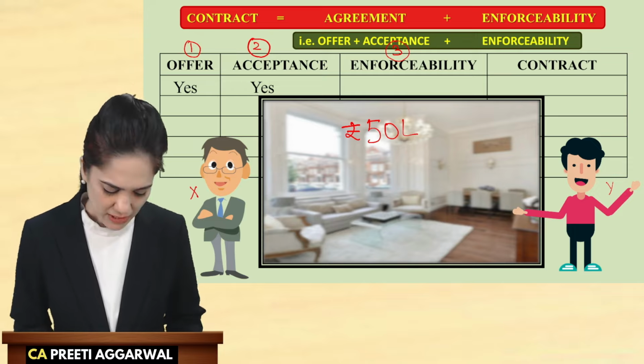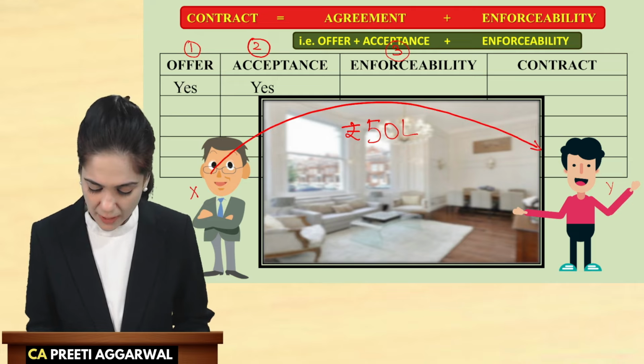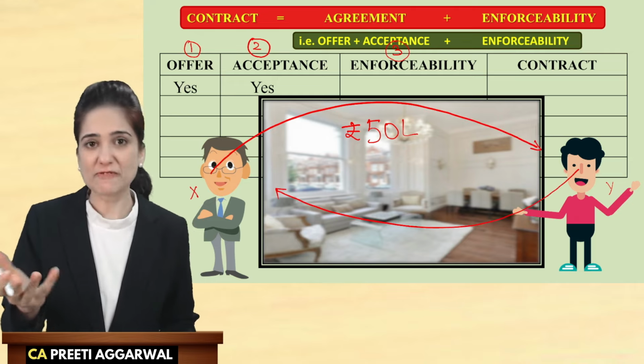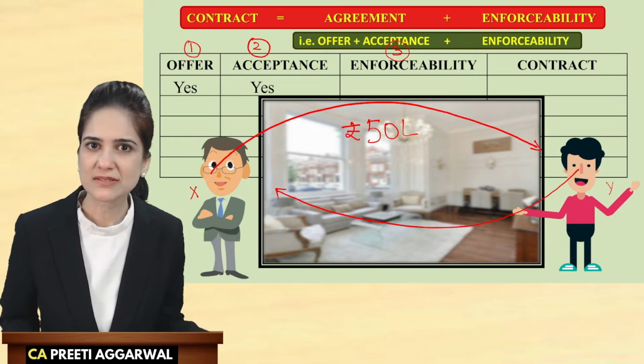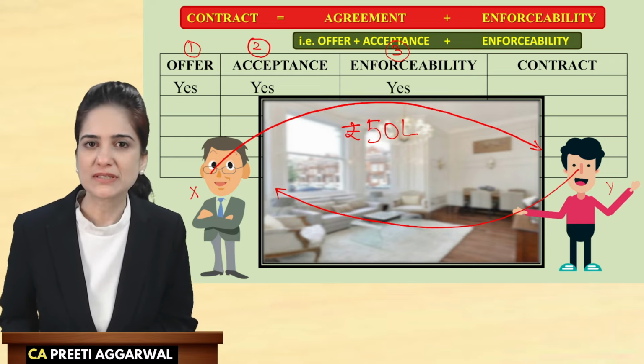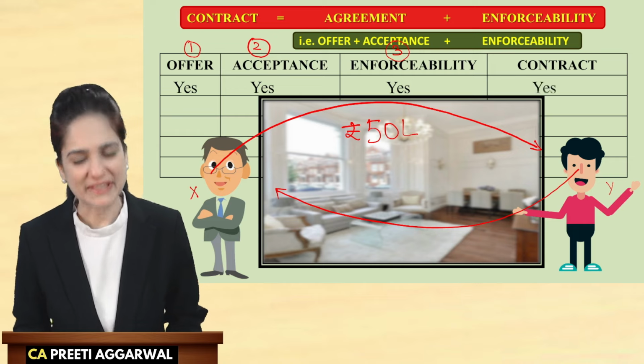What if X gave the flat, but Y refused to pay 50 lakh rupees? Can X file a case? Yes. There is enforceability. Is it a contract? Yes.